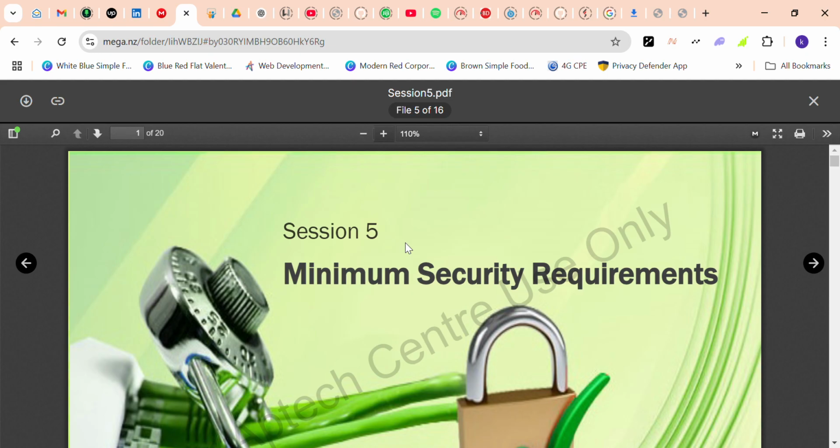So, we'll be talking about minimum security requirements today. This is what we'll be discussing today.